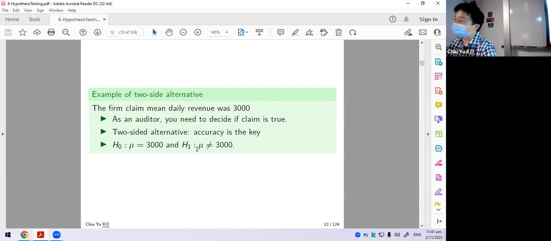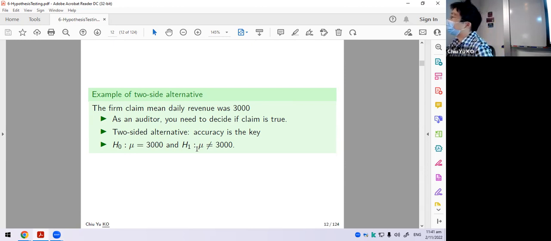You want to decide whether it's true or not, right? And for an auditor, you want to make sure that the claim is exactly right. More than that or less than that is not really good. More than that is probably tax evasion. Less than that probably means there is some problem, for example when you are talking about getting a debt from the bank and so on. So that means that accuracy is important.